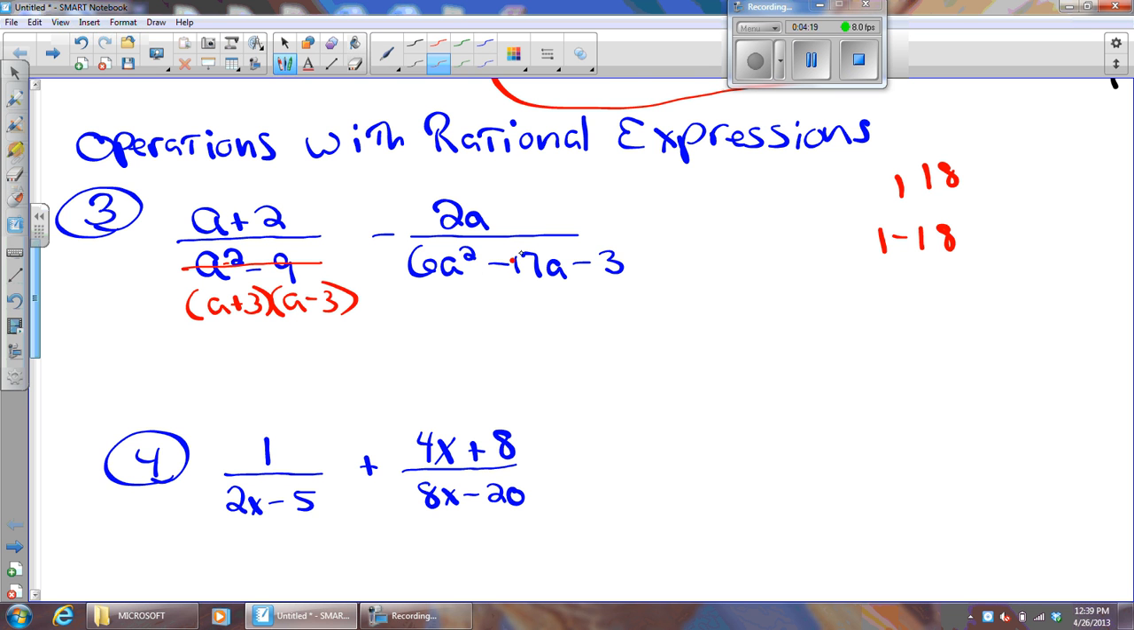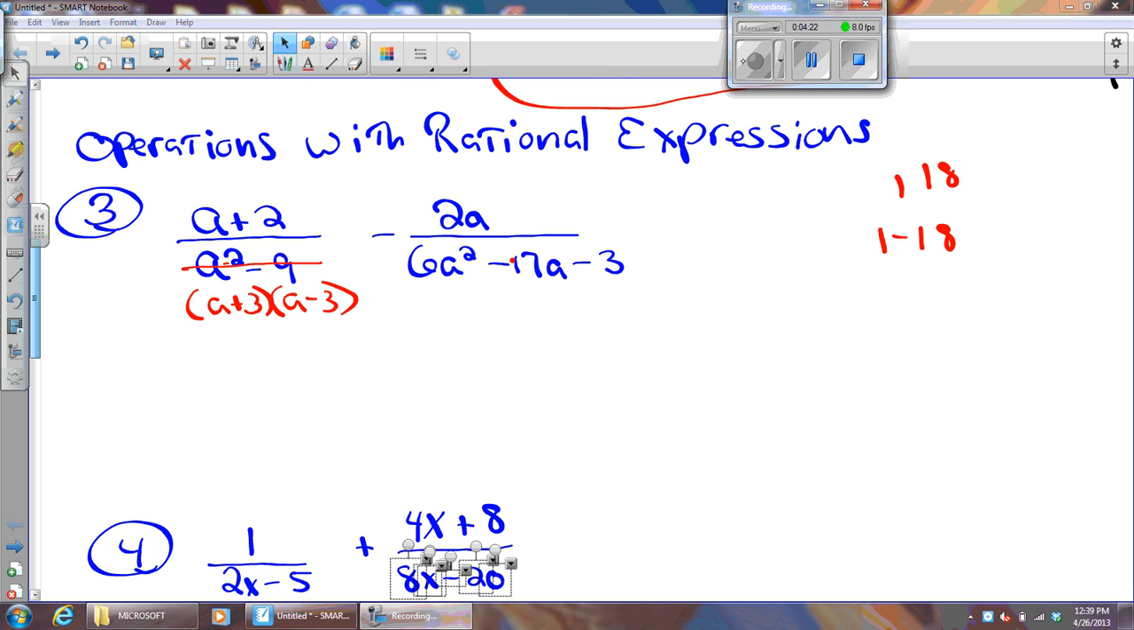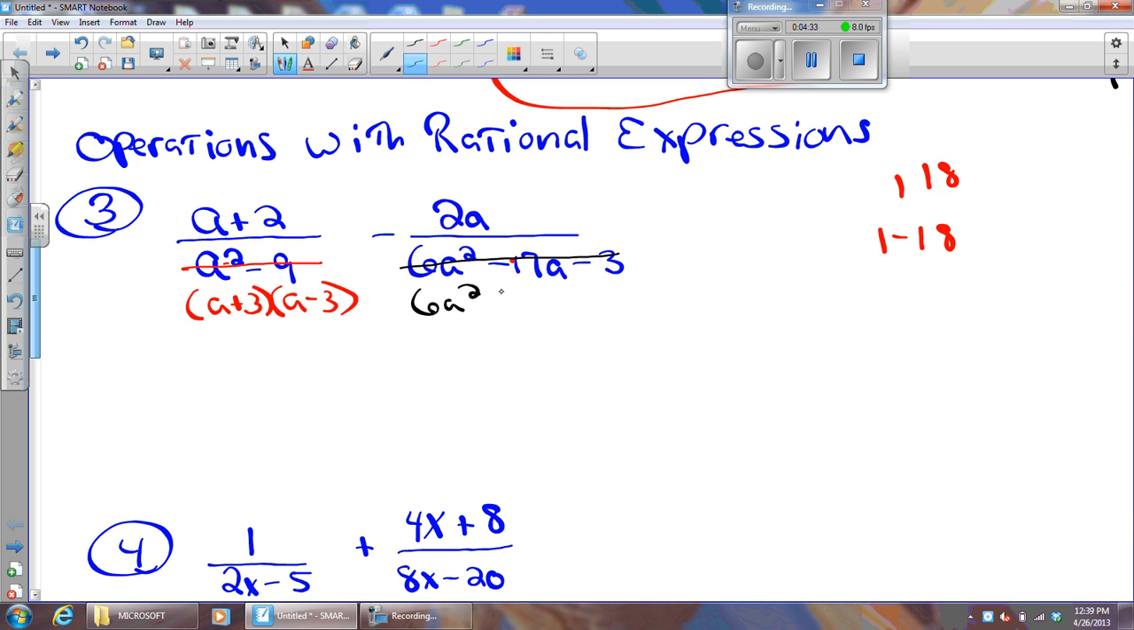So I'm going to rewrite that denominator as a grouping problem. And so it'll look like, let's see here, I'm going to have 6a squared minus 18a plus a minus 3. So I'm going to group this, group that. I'm going to pull a GCF out of here, 6a I believe, and I'll get a minus 3, plus an a minus 3.